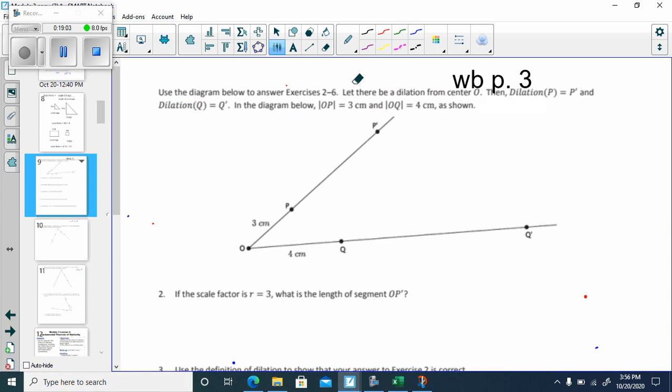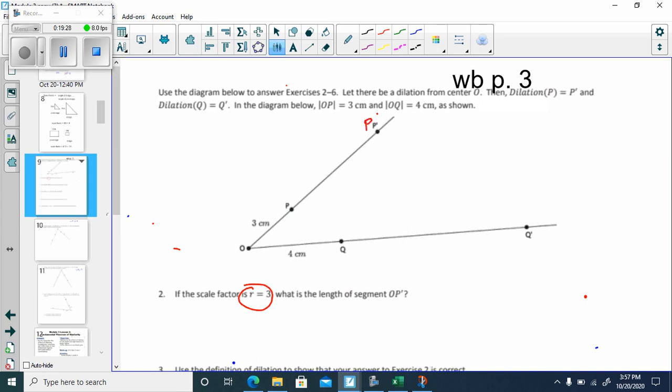Use the diagram below to answer questions 2 through 6. Let there be a dilation from center O, then dilate P such that it becomes P prime, and dilate Q such that it becomes Q prime. In the diagram below, OP is 3 centimeters, OQ is 4. If the scale factor is 3, what's the length of segment OP prime?